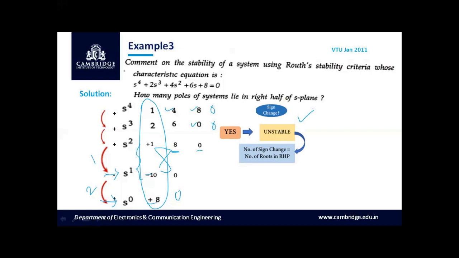Hence, as the count is 2 here, we have two roots in the right half of the S-plane, which has been asked in the question that how many poles of the system lies in the right half of the S-plane. Hence, we can write the statement as there are two sign changes in the first column. Hence, the system is unstable with two poles in the right half of the S-plane.